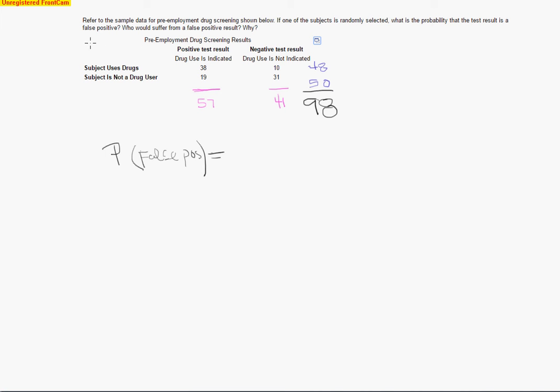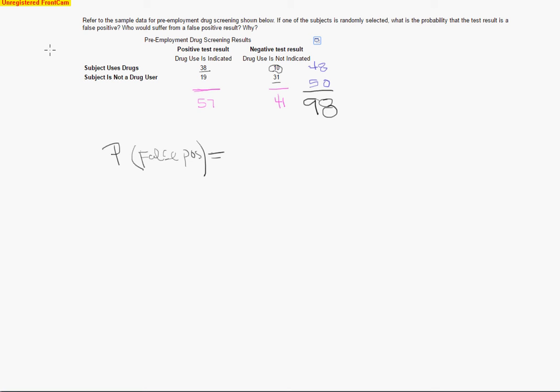So if you look here, if we break up this table, we can see this number here, 38, is people who use drugs and tested positive, which is the way it should be. Down here at the 31, you have people who are not drug users and they tested negative, which is the way it should be. However, in these two groups, some mistakes happened. For example, this top one, these subjects used drugs, but they had a negative result. It didn't show up. So maybe some of your athletes get away with it.